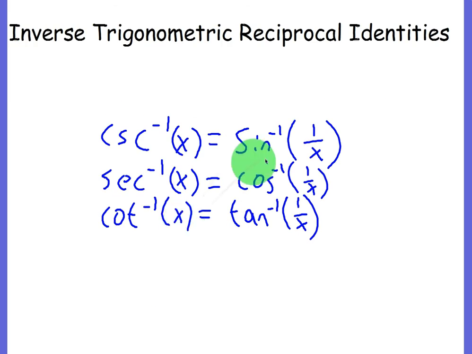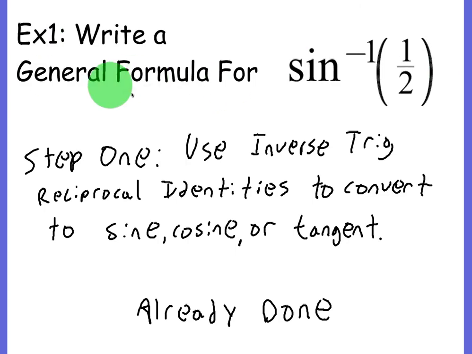Don't forget these inverse trigonometric reciprocal identities, particularly if you're trying to figure out cosecant, secant, or cotangent, you would use these three identities. Example 1, write a general formula, and that's the key word here, a general formula for sine inverse of 1/2.